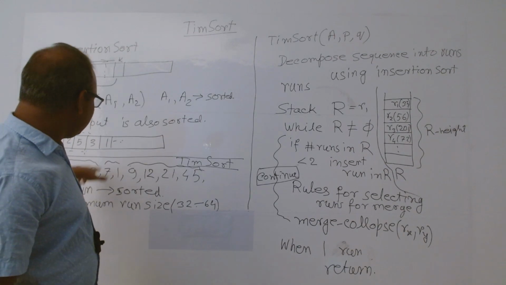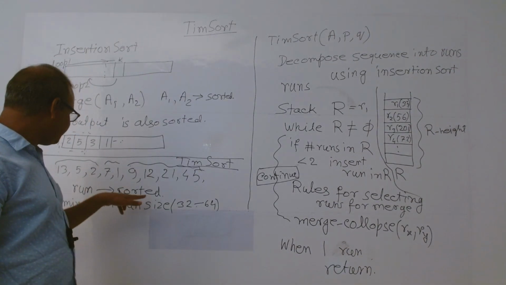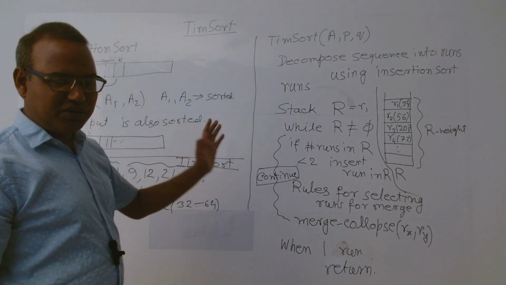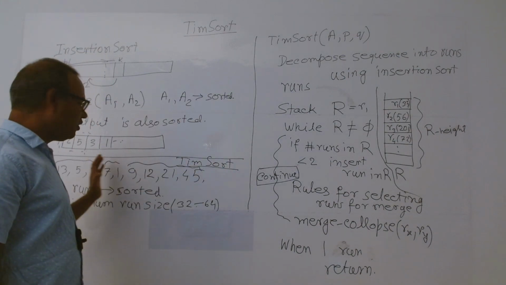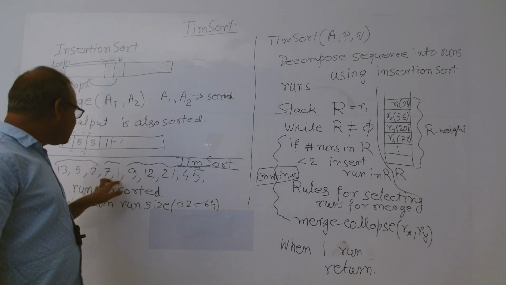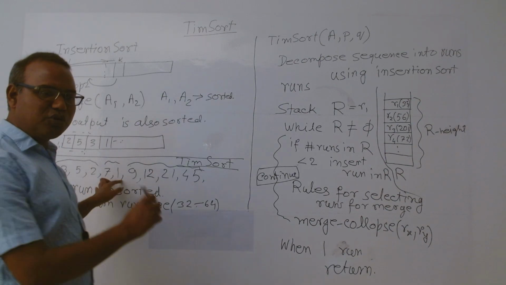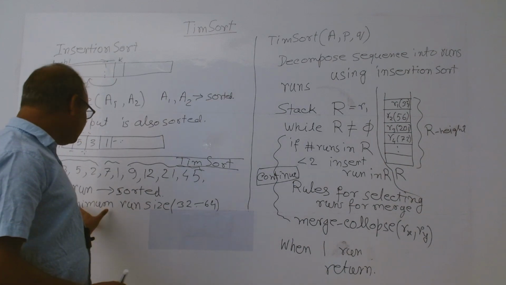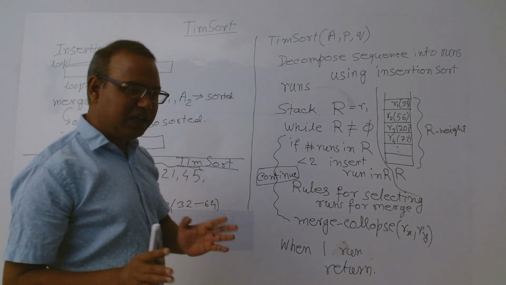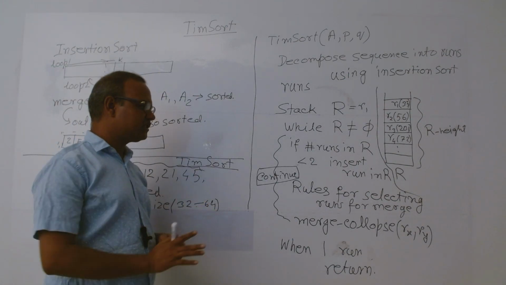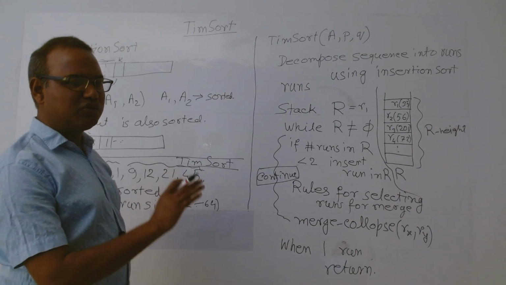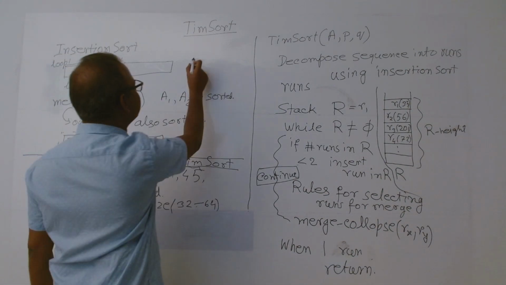The complexity works this way: when we are creating these runs following the minimum run size, there is a violation of monotonicity, so we force the elements to get into the one run, and we use insertion sort. So very few elements are sorted using insertion, and it is very near to the lower bound of insertion sort, that is order of n.